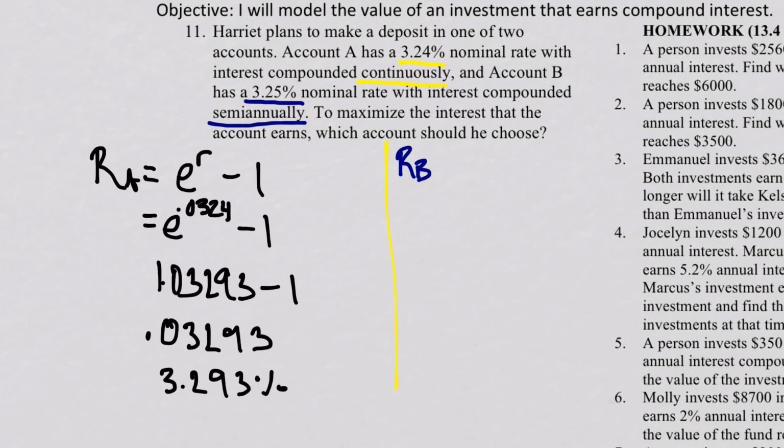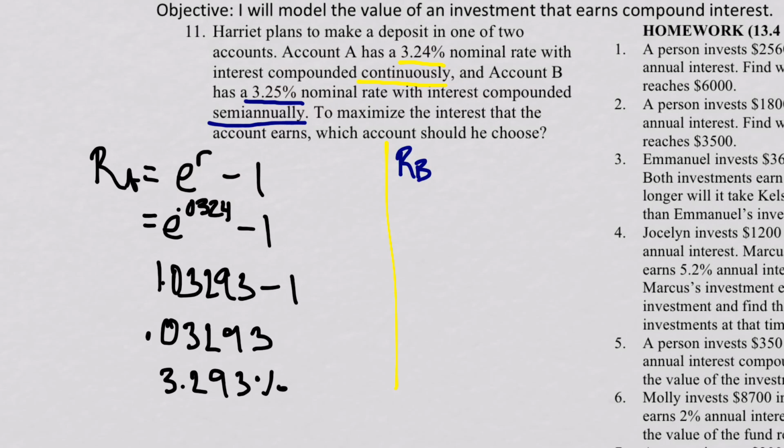Let's do the same thing now for account B. Before I put in the wrong formula, let me reread it again. It says it's 3.25% compounded semi-annually. Okay, so as long as it's not continuously, we don't need to use this one. That's only for continuously. Semi-annually, we're going to use that other one that I was trying to use before.